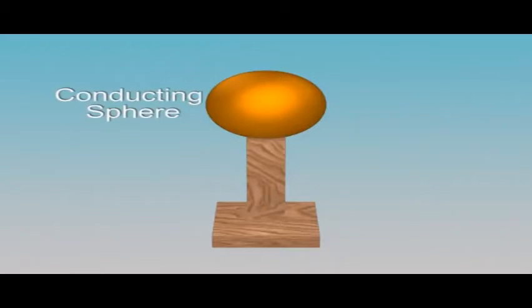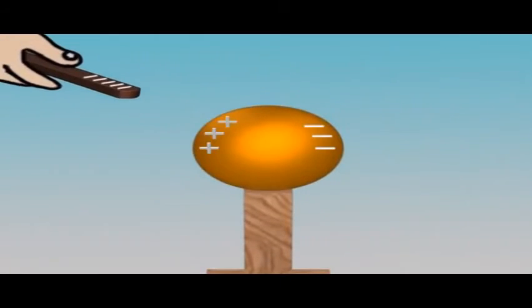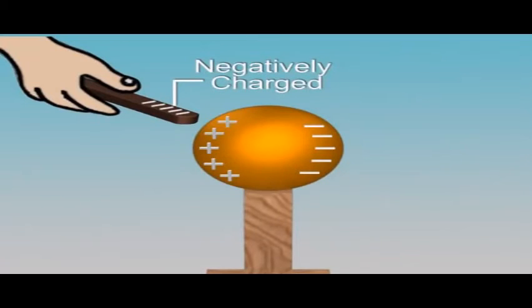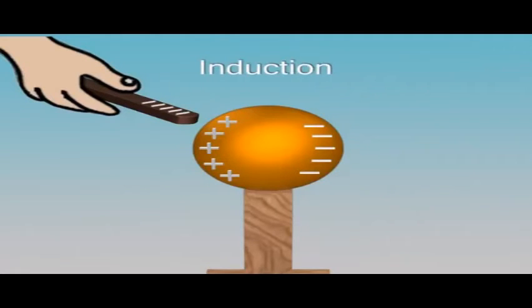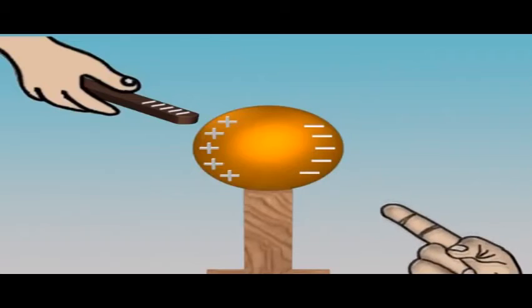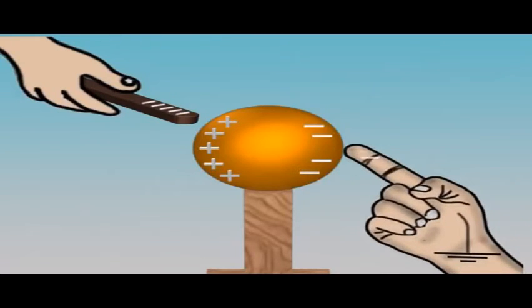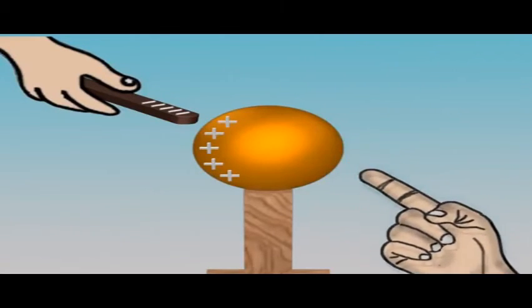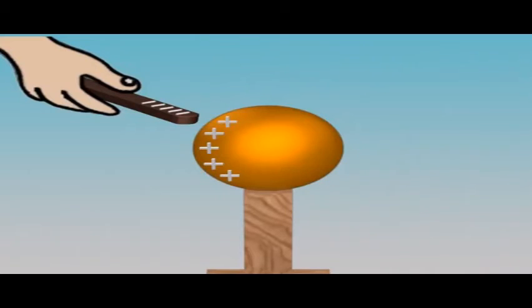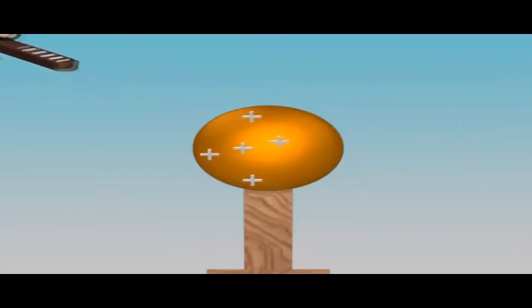Sphere mounted on an insulated stand. A negatively charged rod is brought close to one end of the conductor. This end of the conductor gets positively charged due to induction. The opposite end of the conductor gets negatively charged. When the negatively charged end of the conductor is touched with the finger, the negative charge flows out and only positive charge remains on the sphere. As soon as the finger is removed, the positive charge gets distributed uniformly all over the sphere.